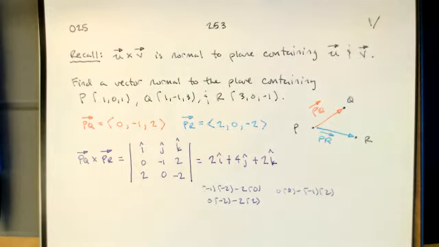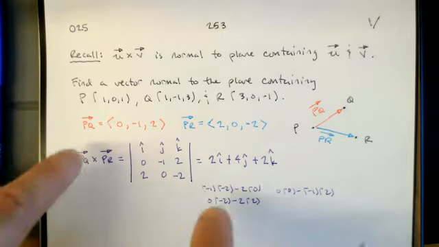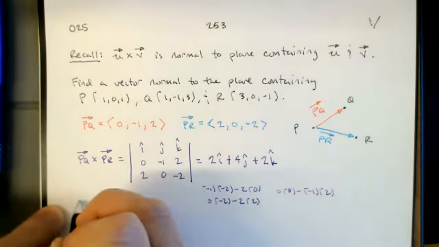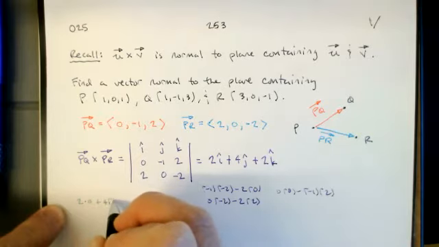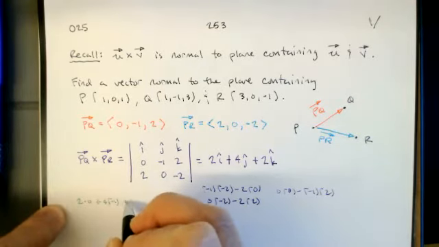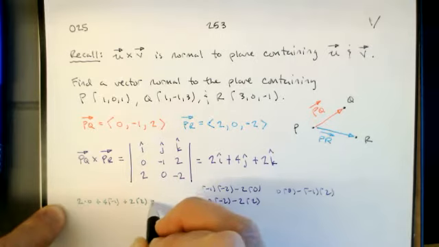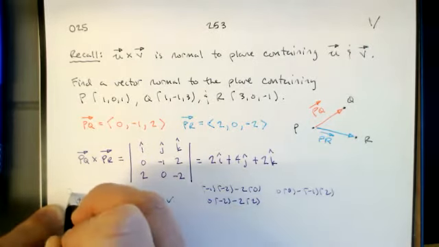We can do a quick dot product check to make sure that we have calculated the cross product correctly. We can check to see that this is perpendicular to both PQ and PR. So 2 times 0 plus 4 times -1 plus 2 times 2 is equal to 0. So I'm just doing a dot product check.